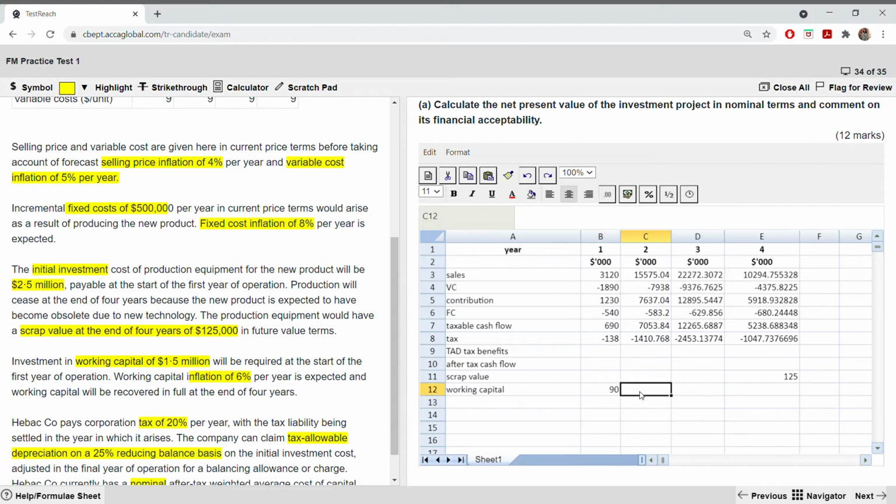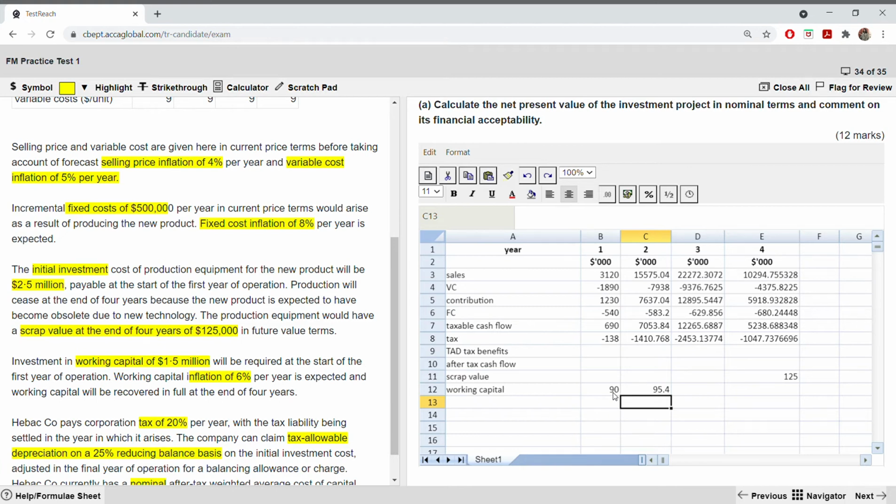When you go to the second year, how are you going to do it? It is 6% on 90, so equal to 1.06 multiplied by this rate. That gives 95.4.